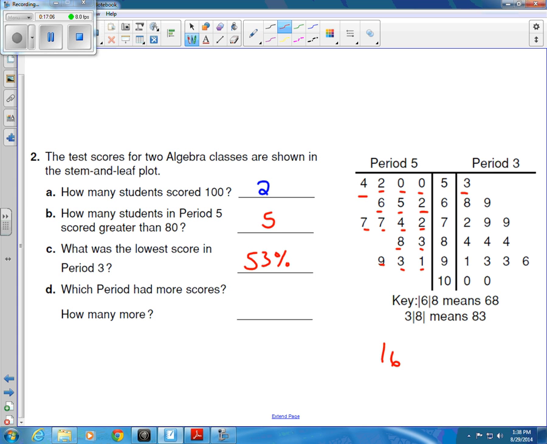Period 3, I have 1, 2, 3, 4, 5, 6, 7, 8, 9, 10, 11, 12, 13, 14, 15. 15 different leaves, which means I have 15 different scores. Period 5 has more scores. And how many more? They have 1 more score. Great. Moving on.